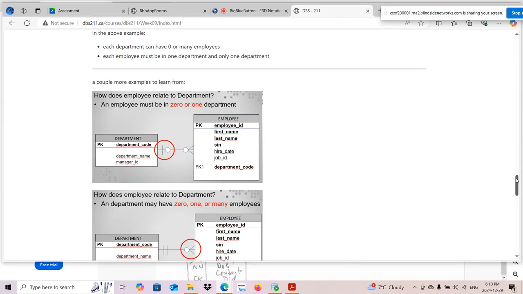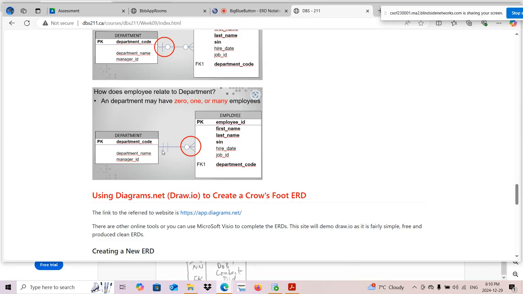Similarly here, the minimum and maximum is 1 and 1 because it's mandatory participation. Minimum is 1, maximum also 1. But here, minimum is 0, maximum is many. A department may have many employees working, may not have any employees working, but an employee must be working for only one department. Cannot be 0 department because we have double bar, which means it's mandatory participation. Okay, so that's the concept of this cardinality.